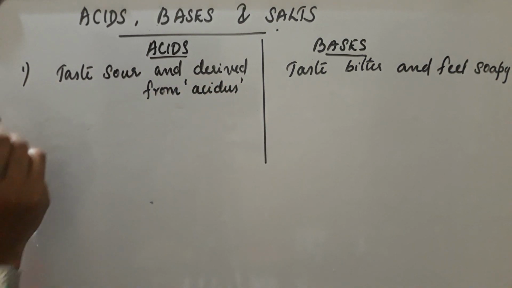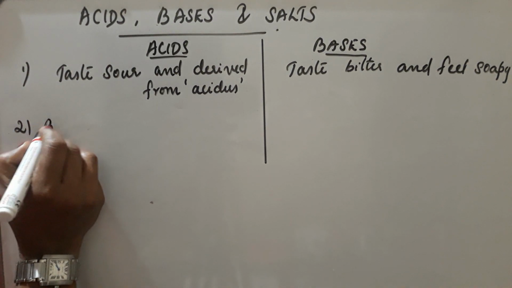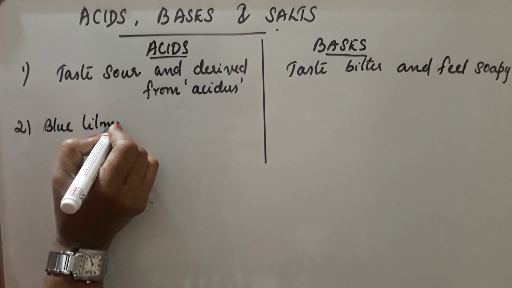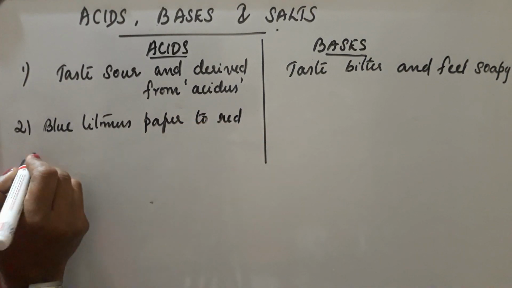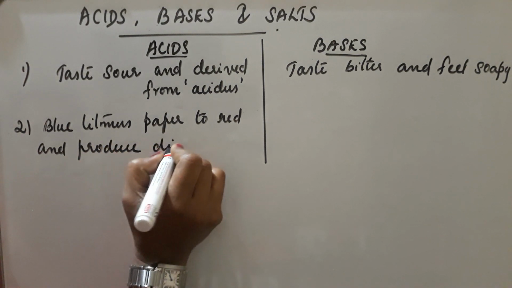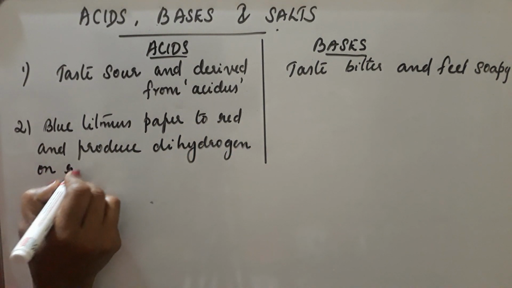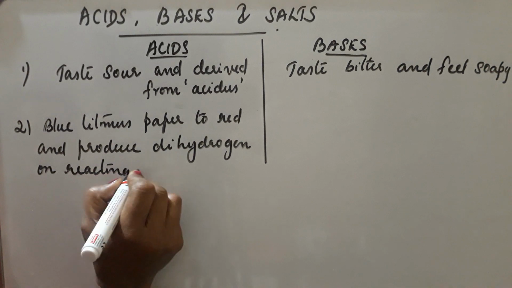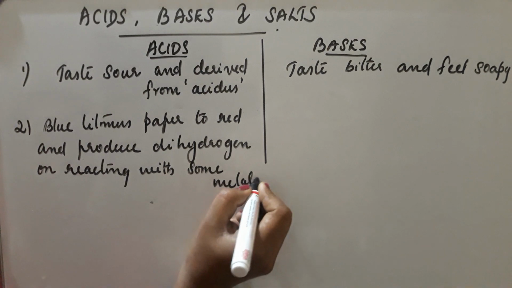Now, second point. Acids turn blue litmus paper red and liberate dihydrogen on reacting with some metals.